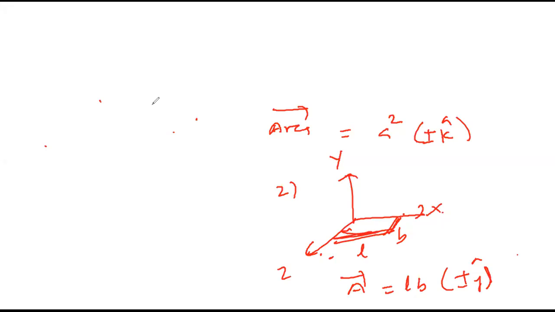So always keep in mind, for a 2D figure, the area vector is perpendicular to the plane, either outward, inward, upward or downward, or right, left, any direction is okay.